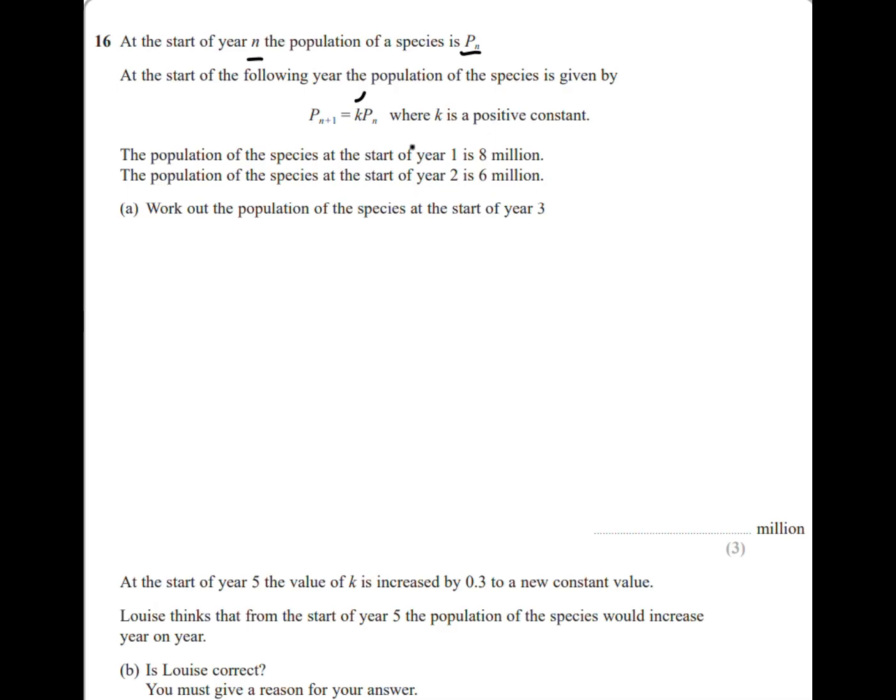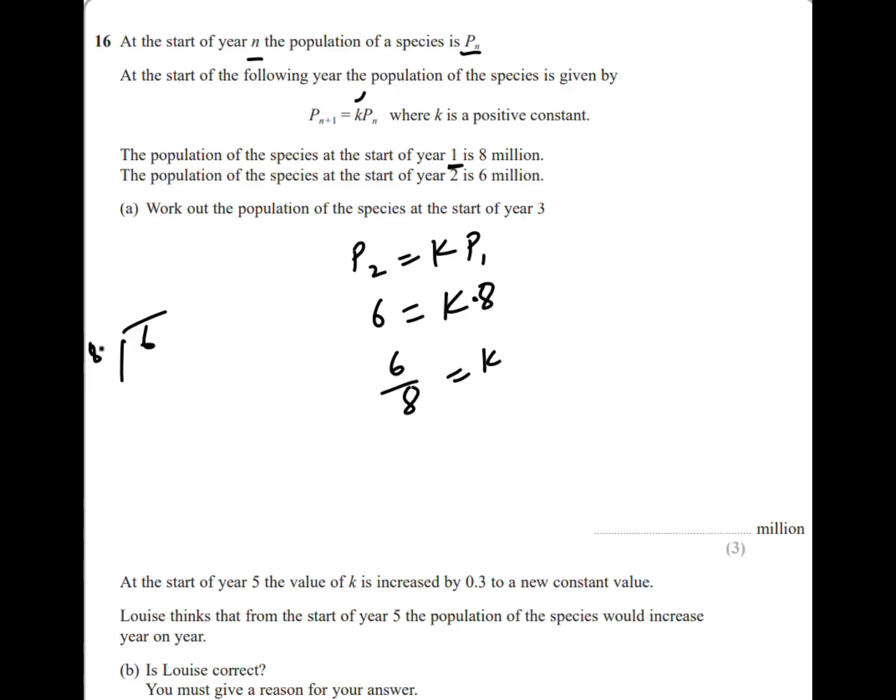So Pn+1, let's say if n is 1 for the first year, n plus 1 would be 2. So it means that P2 equals K·P1. So 6 equals K times 8, they're multiplying. So it means that 6 over 8 equals K. Let's see, because this is a non-calculator paper, let's see how you can divide.